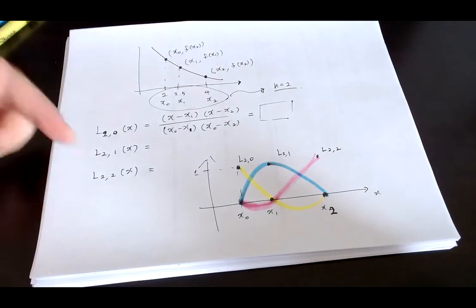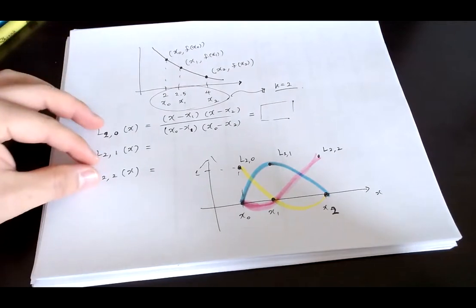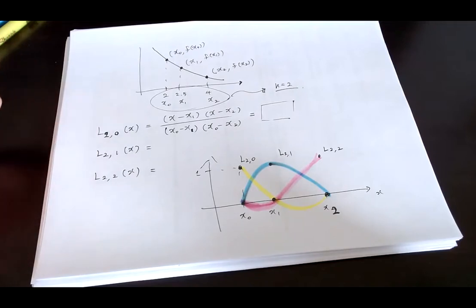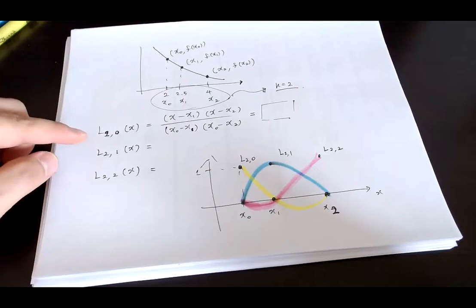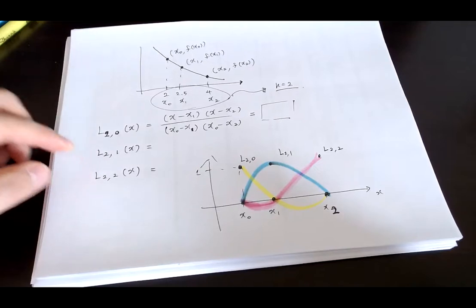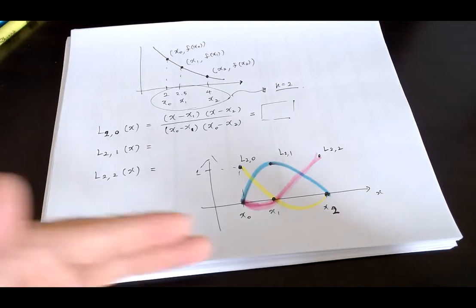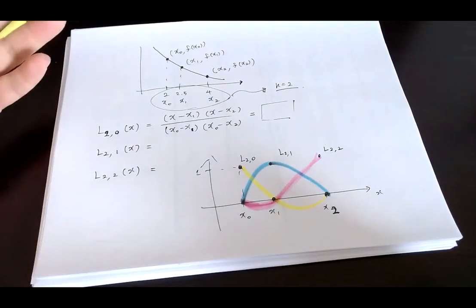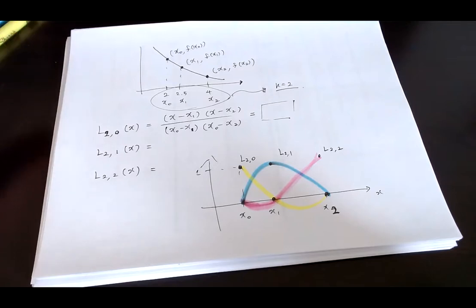Why do I just plot the graph of these? When you write the code and you get an error, the first thing you have to do is to plot the graph of the Lagrange interpolating polynomial to see whether the graphs look like this, degree 2, in the case of n equals 2.